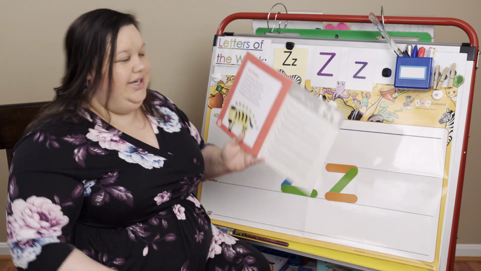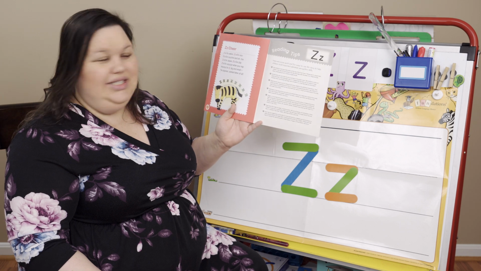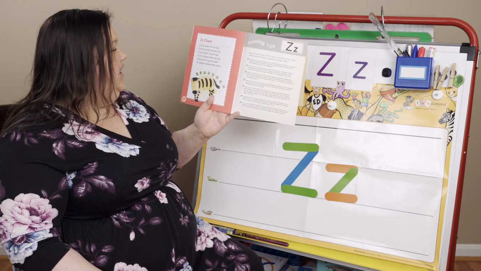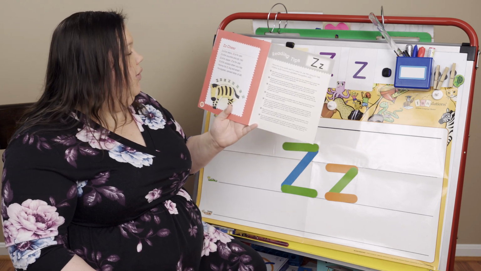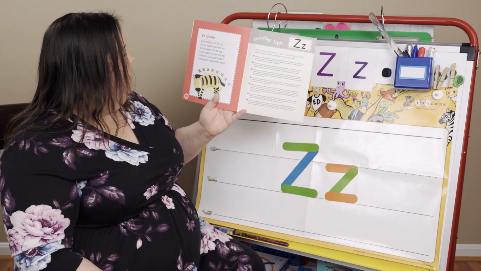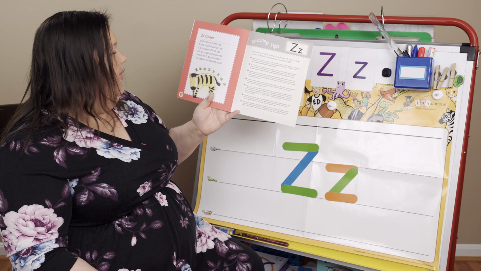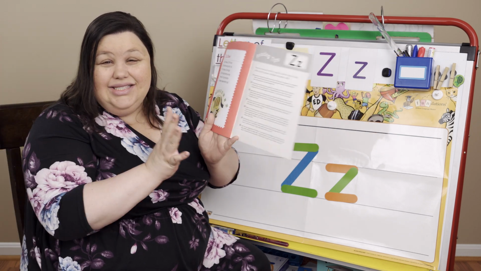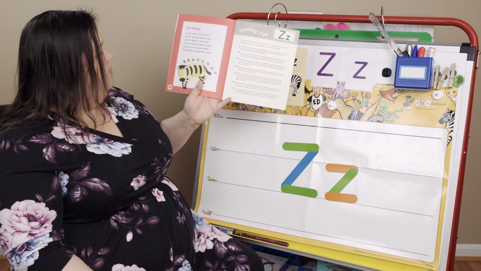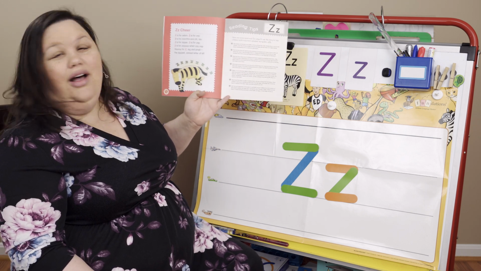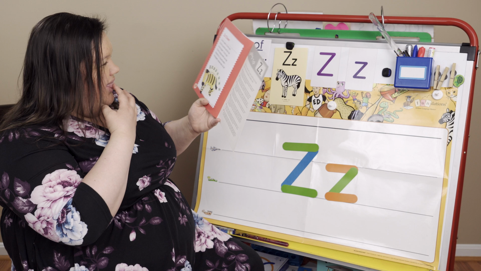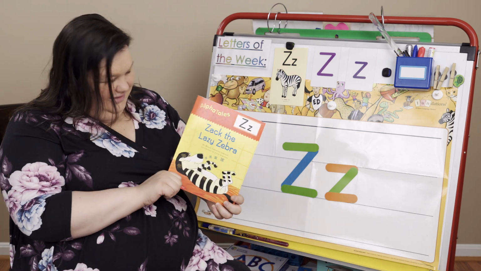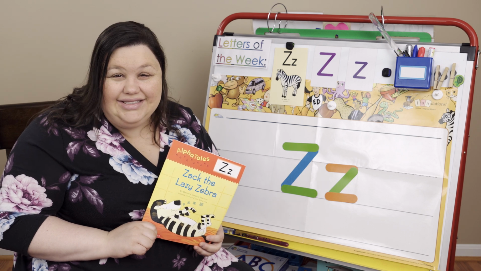Let's do our Z cheer together. Ready? Z is for zebra. Z is for zoo. Z is for zucchini and ziti too. Z is for zipper. Z is for zap. Z is for when you nap. Hooray for Z, big and small. The zippiest, zanniest letter of all. The end. That was a really silly book. Did you like that book? I did too.